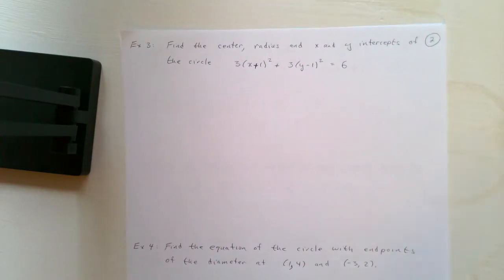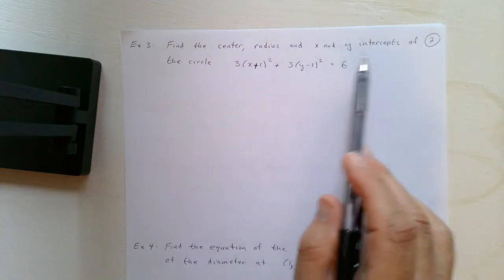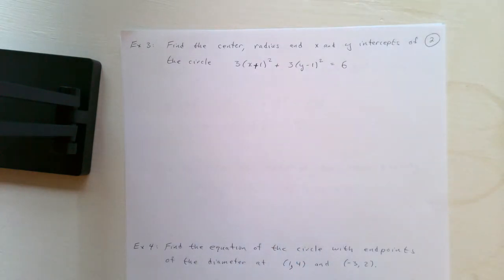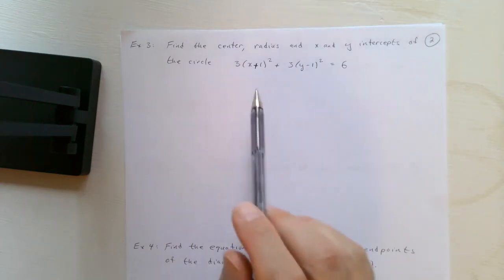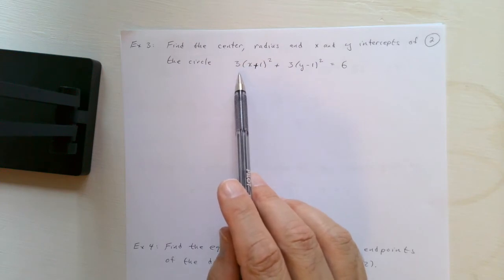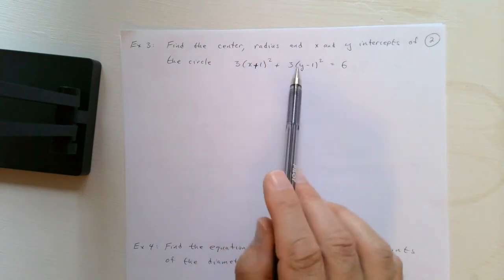Okay, some other problems you might see on your homework. We can find the center and radius, but I might also ask for the x- and y-intercepts, and we know how to do that from other lectures or videos. First, let's look at this. Now, this equation is going to be a little bit different because we have these 3's here.